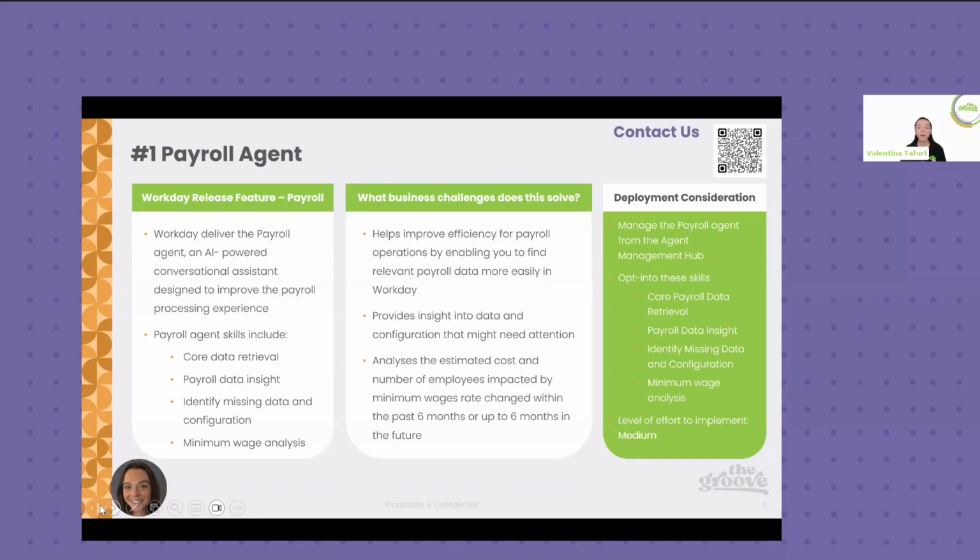This is what we have for now. Workday has made it really clear that they're still working on the payroll agent capabilities and that they're really looking to expand in the functionality and what it can bring to the table.